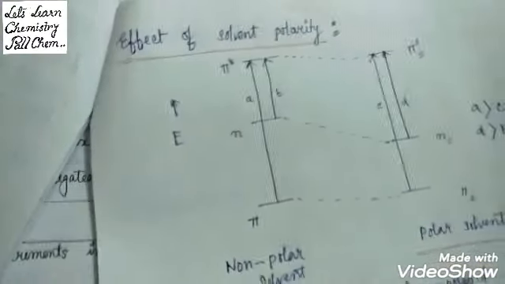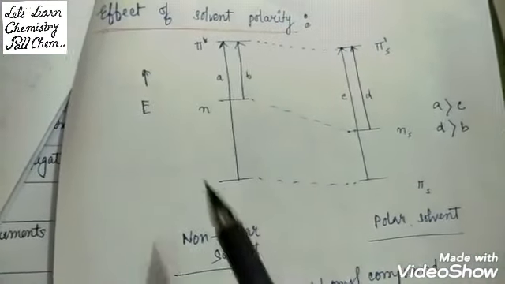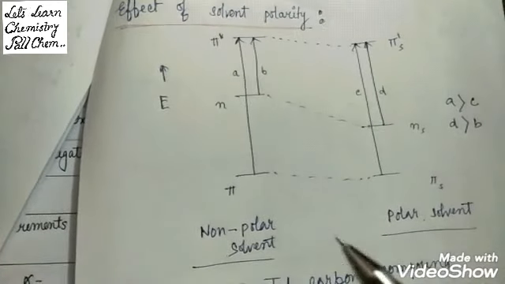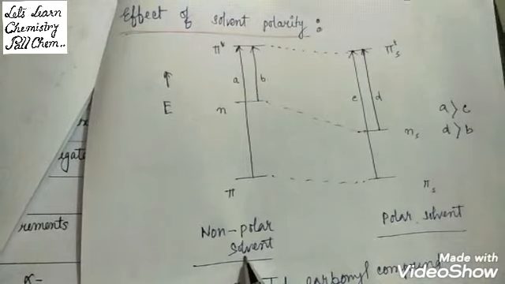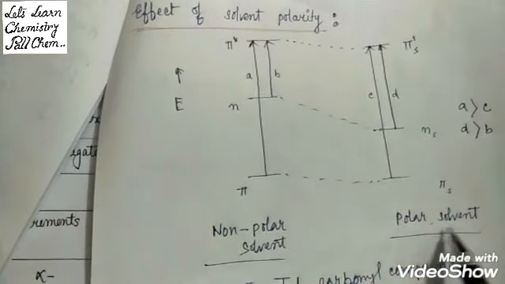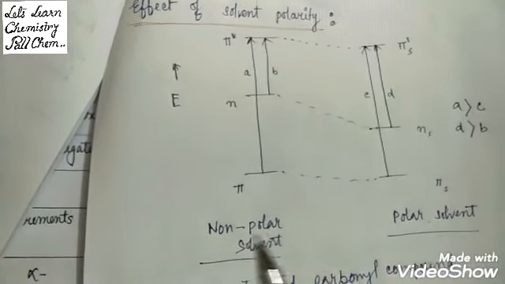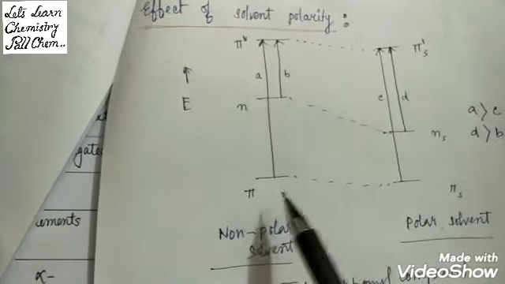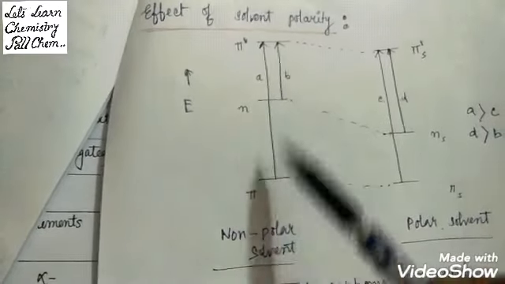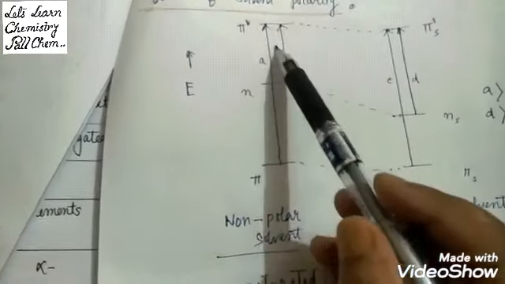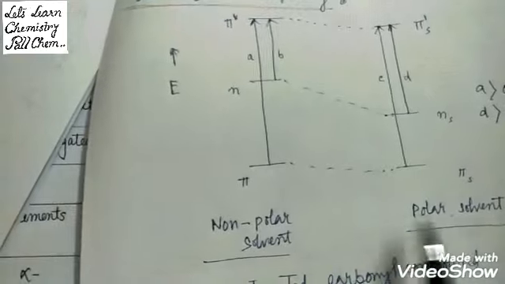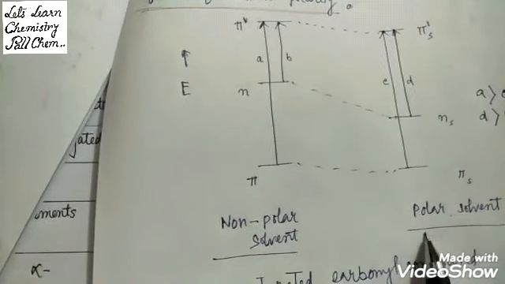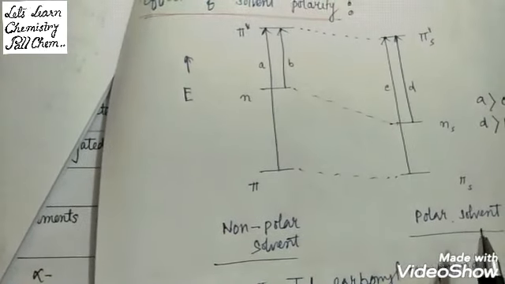Next is the effect of solvent polarity. So now what will happen if the spectrum is recorded in non-polar solvent and if the spectrum is recorded in polar solvent? Normally in alpha beta unsaturated ketone, we have pi to pi star transition and n to pi star transition. When shifting from non-polar to polar solvent, normally polar solvents are protic solvents which have hydrogen bonding.